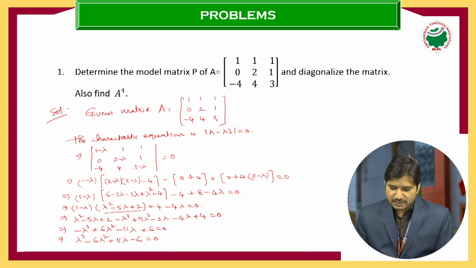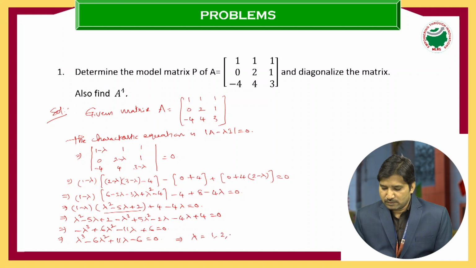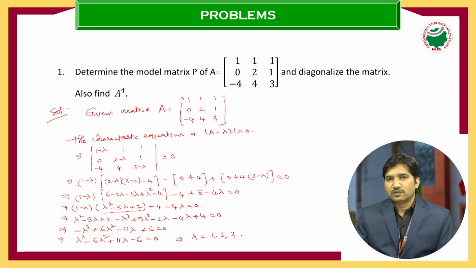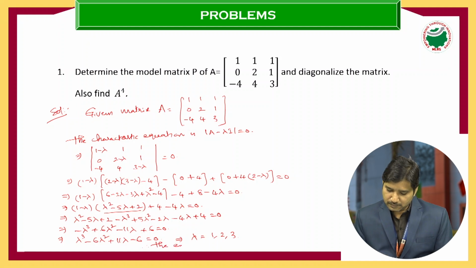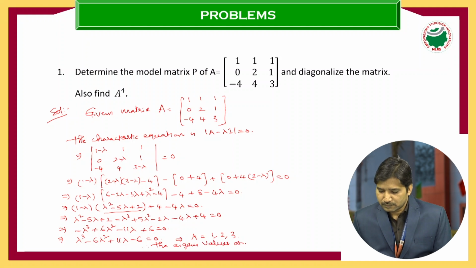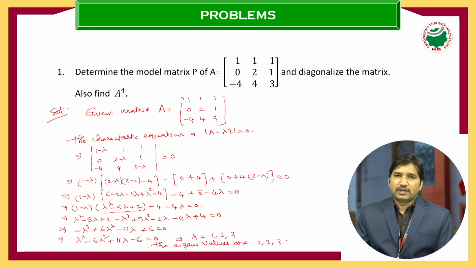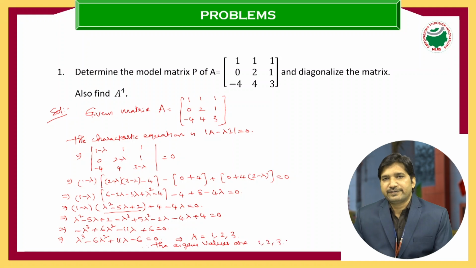I found that the values are lambda equal to 1, 2, 3. The eigenvalues are 1, 2, 3. Therefore, the eigenvalues are characteristic roots. Roots are 1 comma 2 comma 3. That is also possible using a scientific calculator.